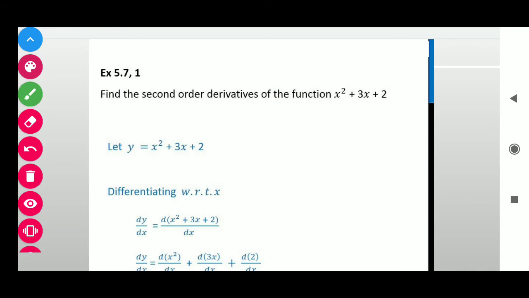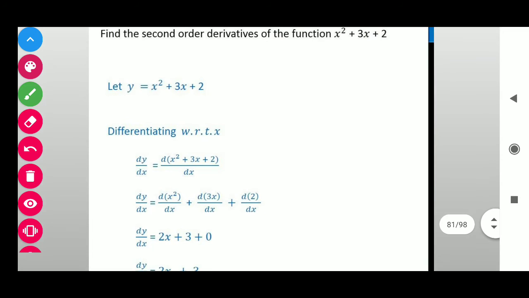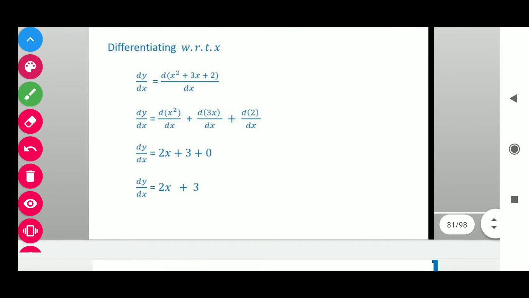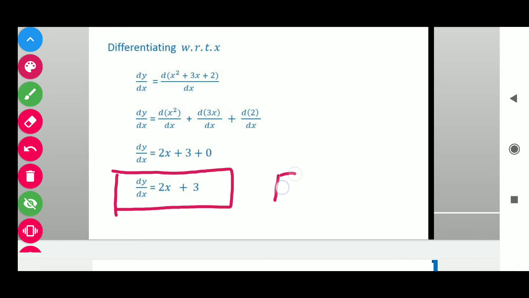Now students, here we have the function x squared plus 3x plus 2. First, let y equal x squared plus 3x plus 2, and differentiate with respect to x. In this way, we get derivative of x squared is 2x and derivative of 3x is 3. And here 2 is constant, so its derivative is 0. So, in this way, we get dy over dx equals 2x plus 3. But students, this is the first order derivative. Now we have to find the second order derivative. For that, we have to do the derivative one more time.